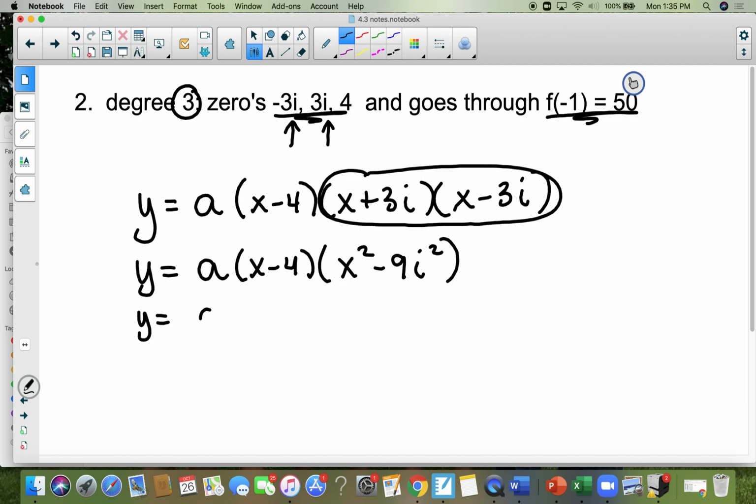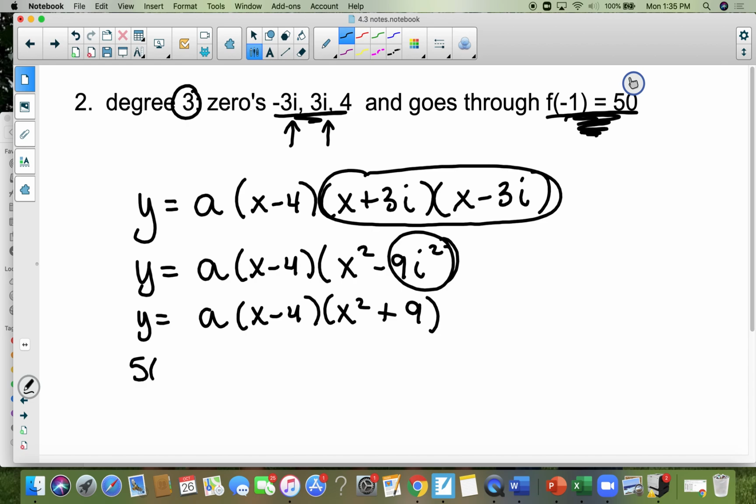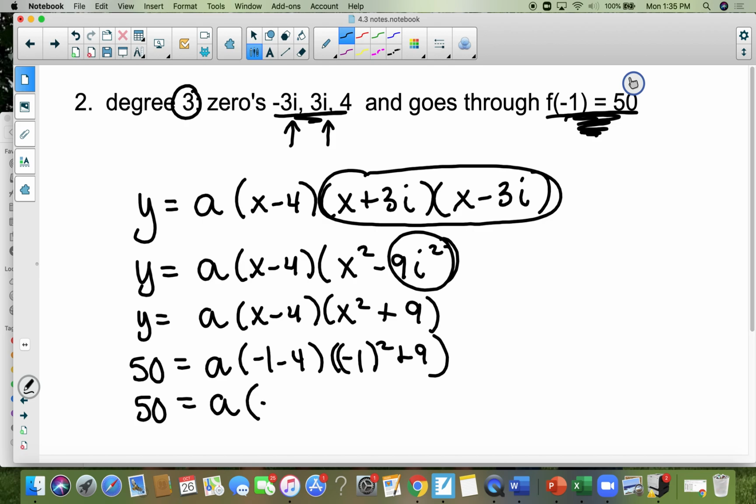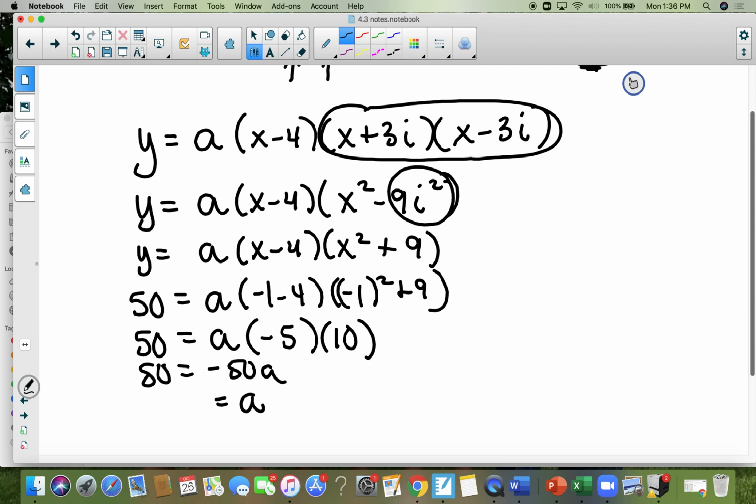So this is going to give us a times x minus 4, times x squared plus 9, because this equals a positive 9 if i squared is a negative 1. Now I can put the point in. The y is 50, and all my x's are negative 1. You're going to get a negative 5, and you're going to get a 10 here. So 50 is going to equal negative 50a. So a equals negative 1.